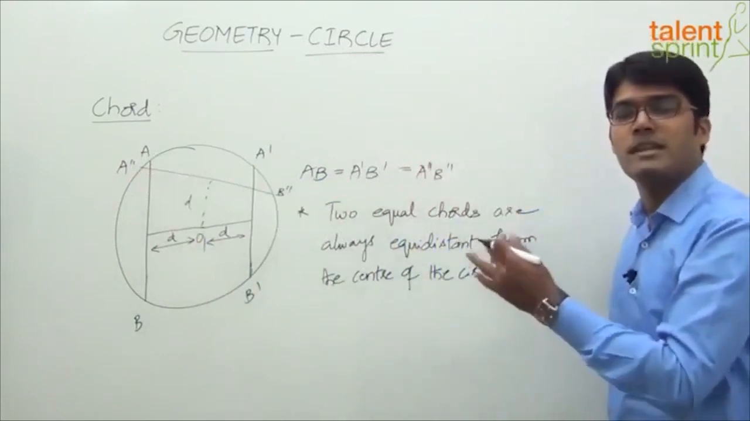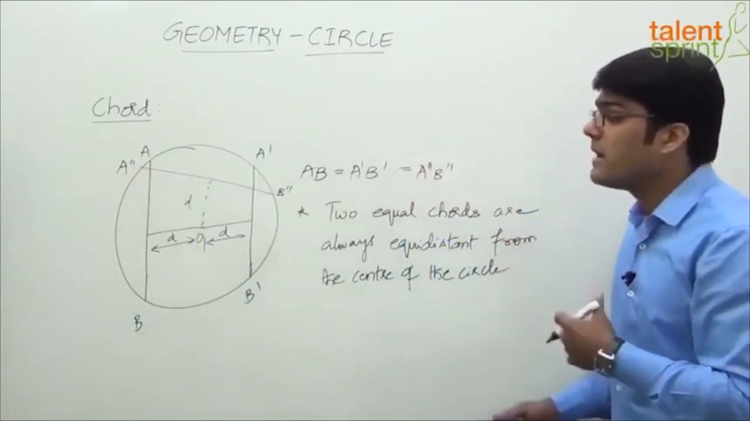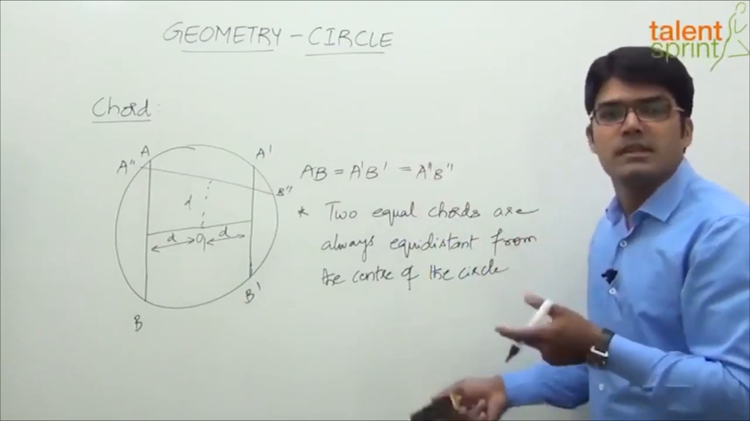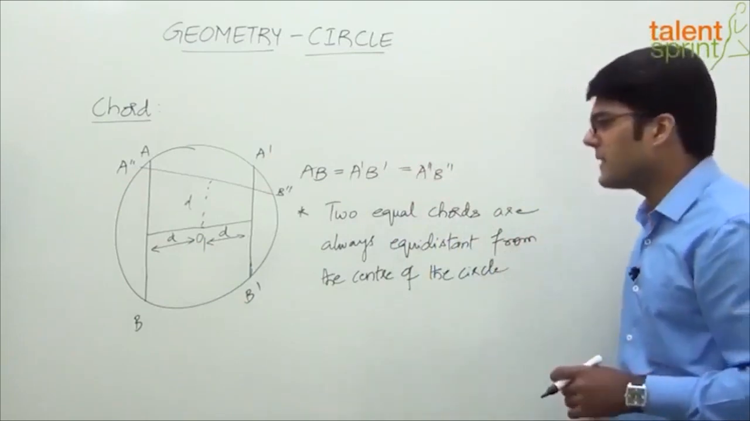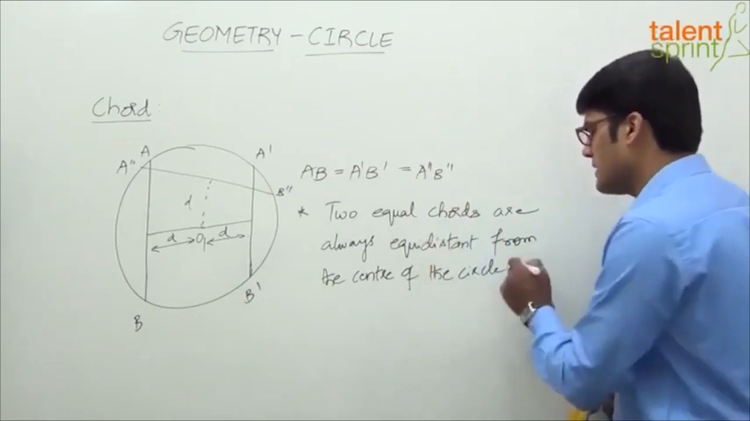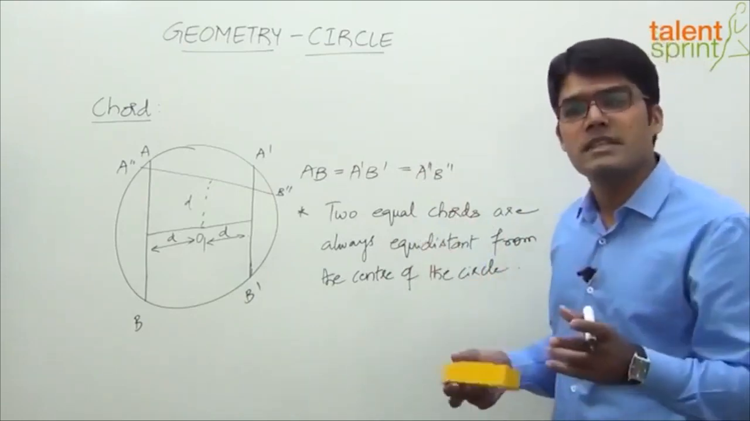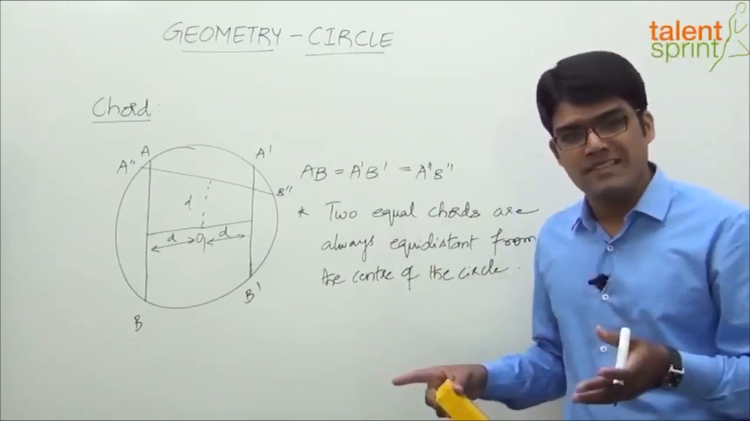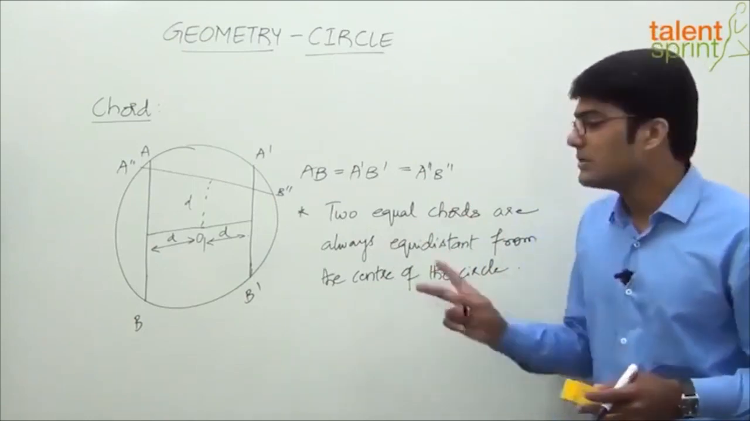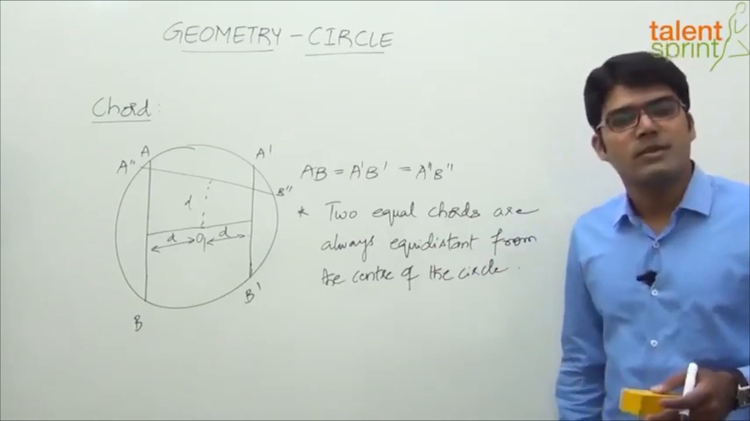You're getting the point? It need not be that the chords are always on opposite sides or always parallel. That need not be the case. And like I mentioned, the converse is also true. If the chords are equal in length, then they are equidistant from the center. Or if two chords are equidistant from the center, then they are equal in length. So that's the second property with respect to chords.